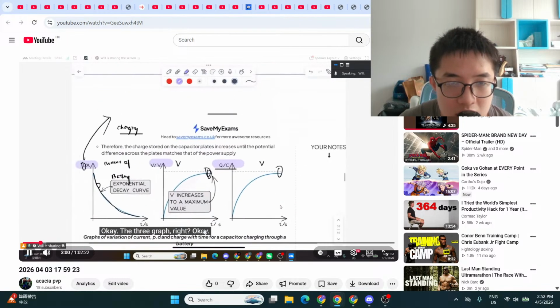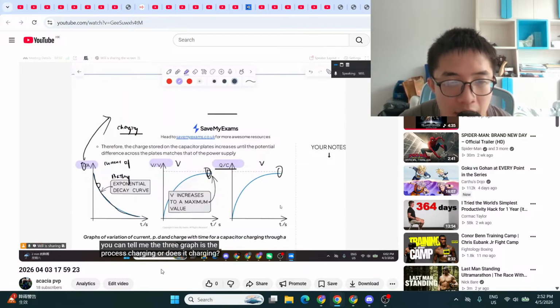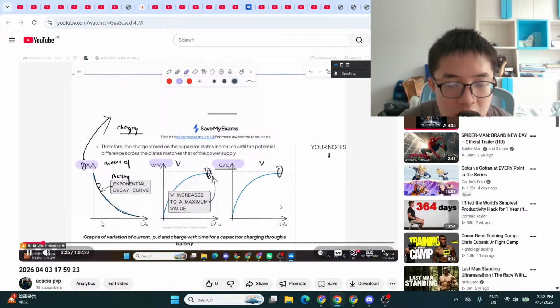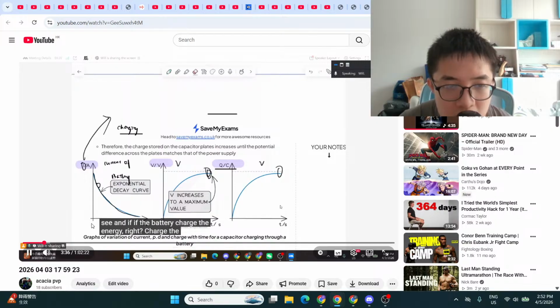Okay, the three graphs. You can tell me whether this is the process of charging or discharging. It's charging. Why? Because the battery is charging energy into the capacitor, and we know the current will decrease exponentially, which we can see from the current-time graph. And the potential difference and the charge quantity are increasing, because the capacitor gains electrical energy, gaining potential difference and, at the same time, gaining charge. Understand that?